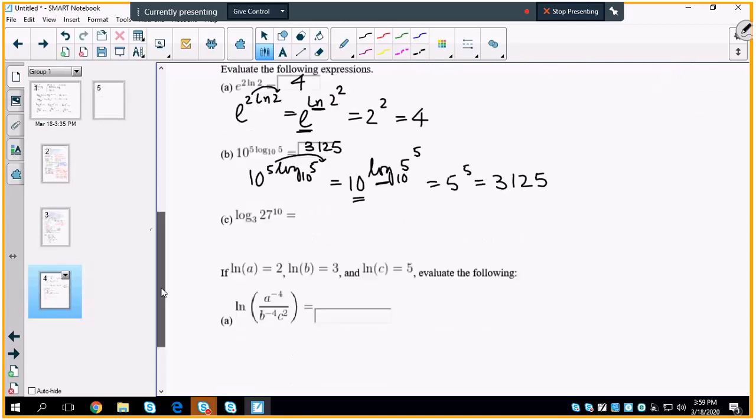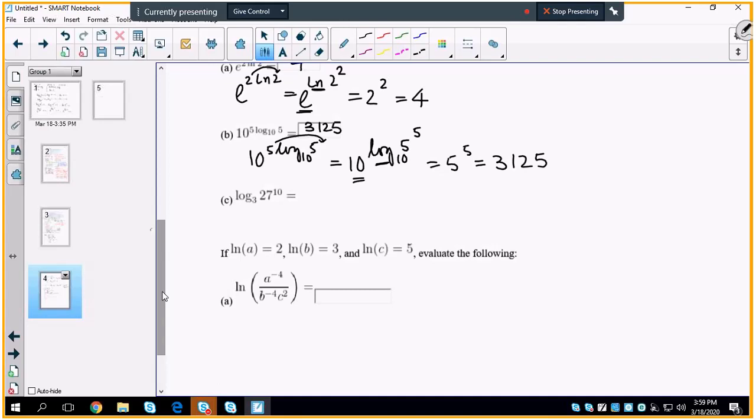Log of 27 to the power 10 to the base 3. So write 27 as a power of 3. That's 3 to the power 3. I have this external power 10 with the base 3. Power of a power, multiply the powers. So you get 3 to the power 30 to the base 3. And then exponential with base 3, log with base 3, cancel each other. You get the power input of 30 as the simplest value to the problem.